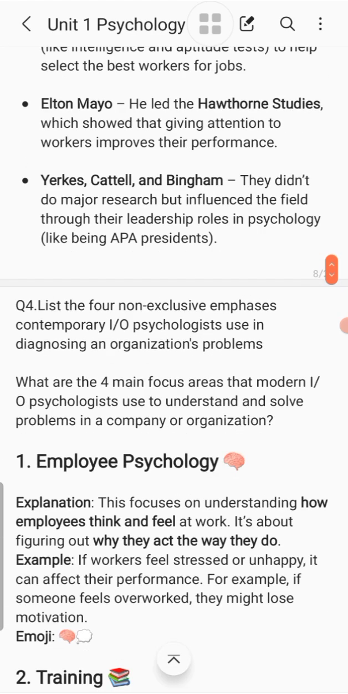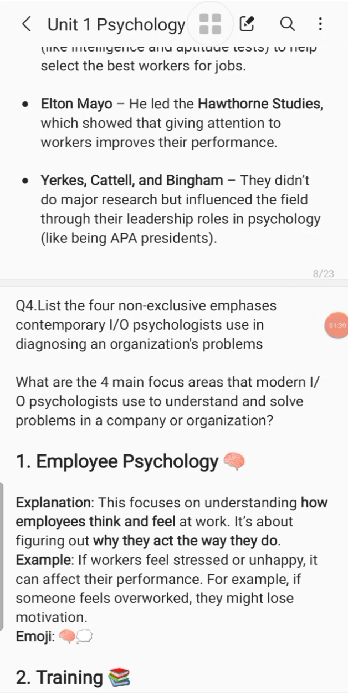Question number 4. List the 4 non-exclusive emphases contemporary industrial psychologists use in diagnosing an organization's problems. What are the 4 main focus areas that modern industrial psychologists use to understand and solve problems in a company or organization?